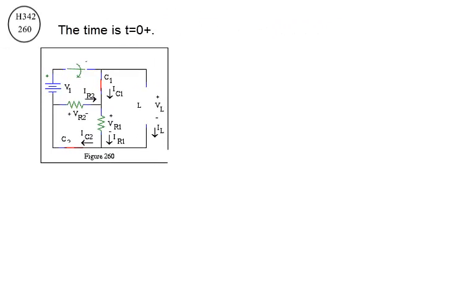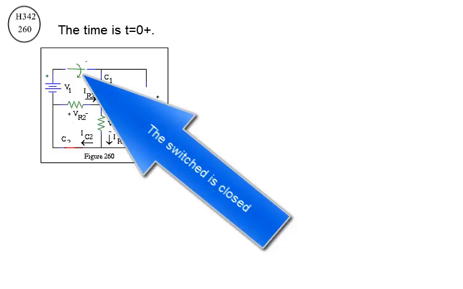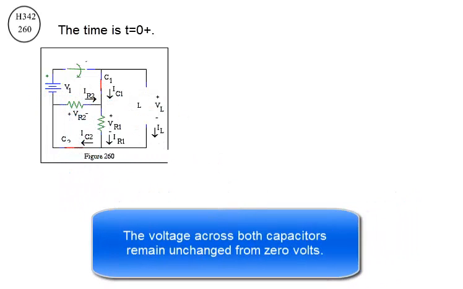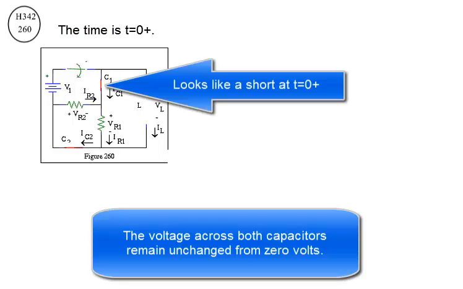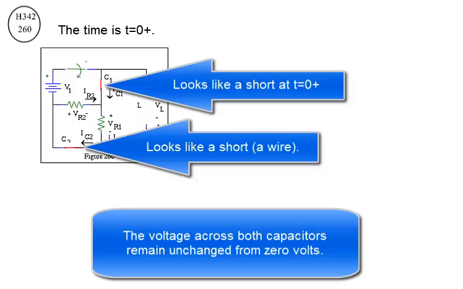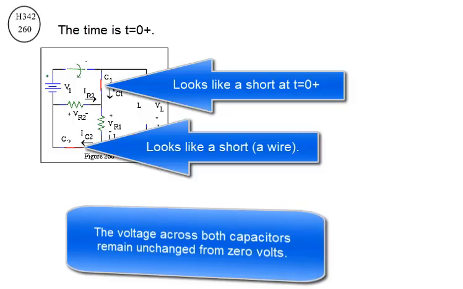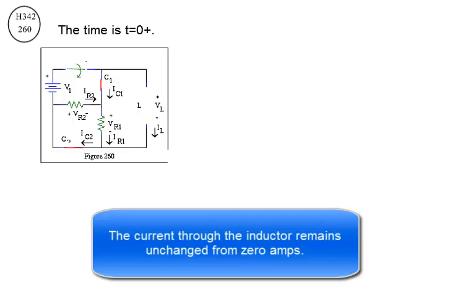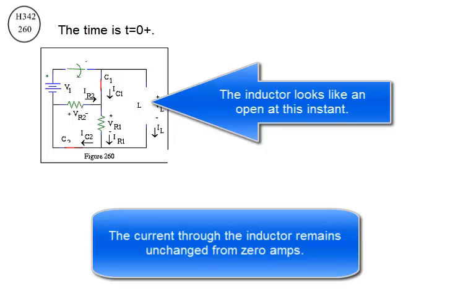This is time t equals 0 plus. The switch has just closed. The voltage across both capacitors remains unchanged from 0 volts. Looks like a short. Looks like a wire. The current through the inductor remains unchanged from 0 amps. The inductor looks like an open at this instant.